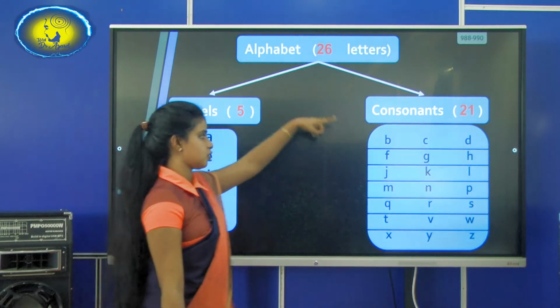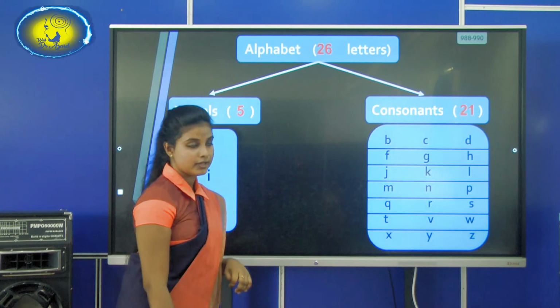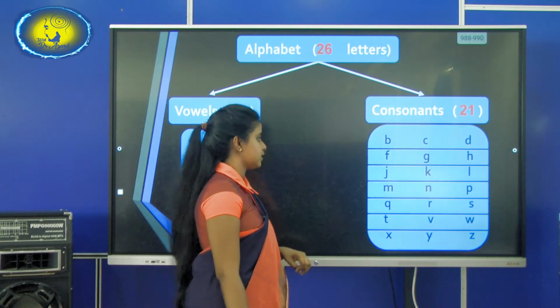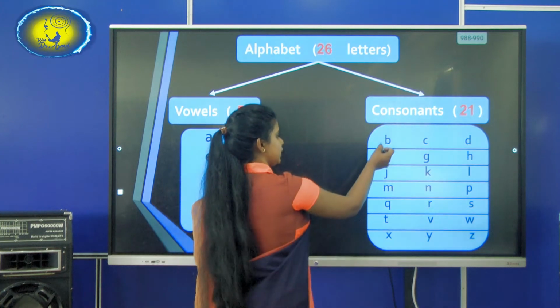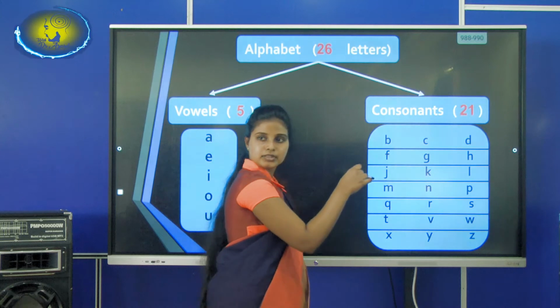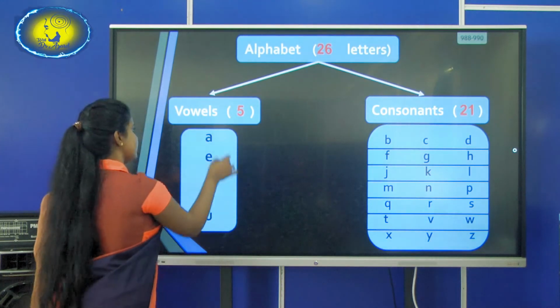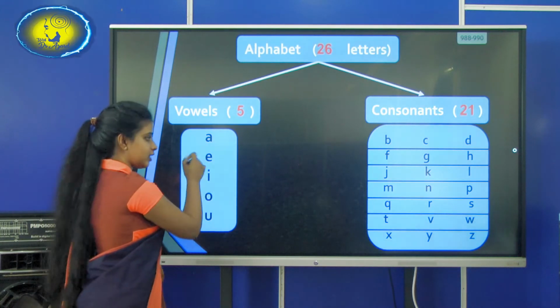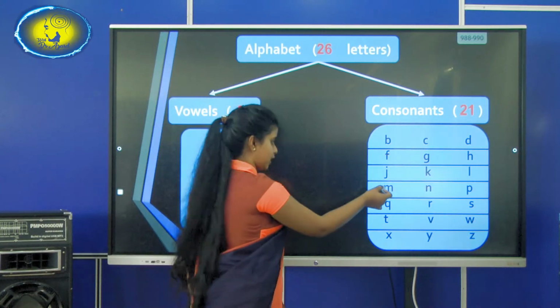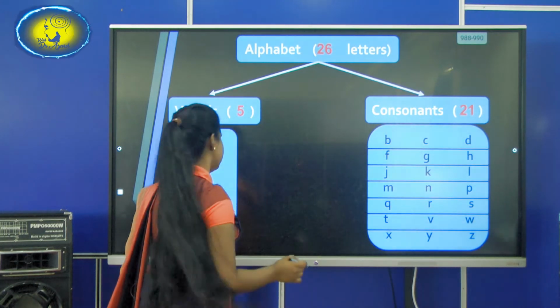Next, move to the consonants. Consonants, we have 21. We have 21 consonant letters. Let's see. B, C, D, E. E is not there, no? So, why that? E is already in the vowels. E is a vowel. That's why we didn't take E. Remember, E is a vowel letter.